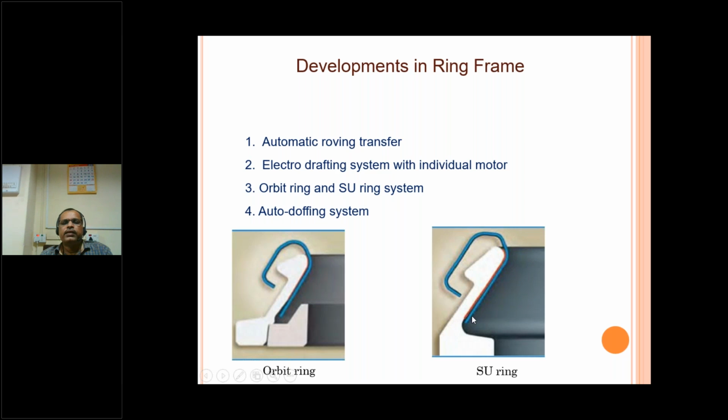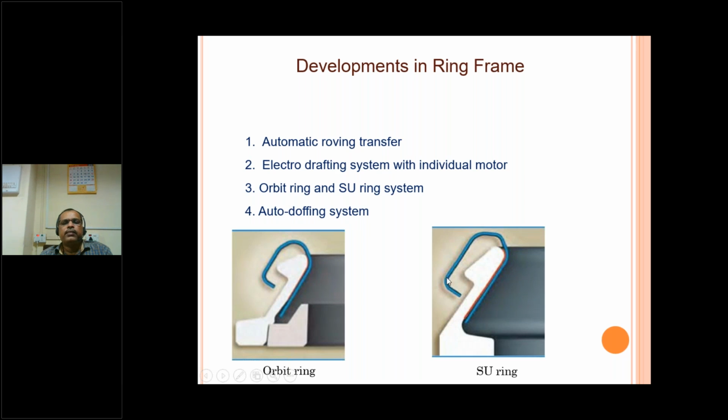SU ring, here the contact point is more, and it is suitable for synthetic fibers where optimum heat exchange is there, and it increases the speed of the machine compared to the conventional traveler. This white one is the ring and this is the traveler, which moves over this ring due to the drag of the yarn by the spindle. And orbit ring is for blended yarn, and this design is also different from the SU. By using this traveler it can also increase the speed of the spindle.